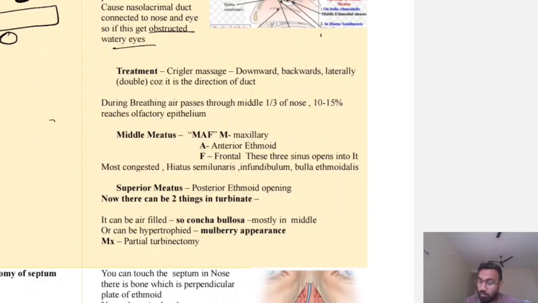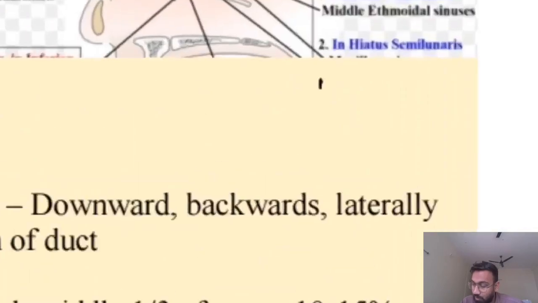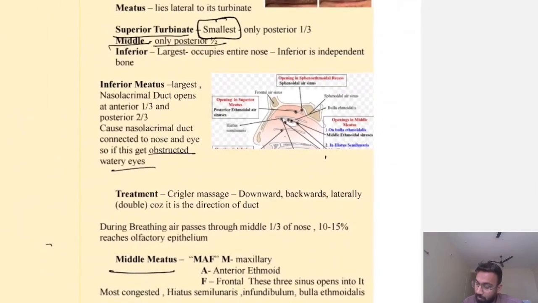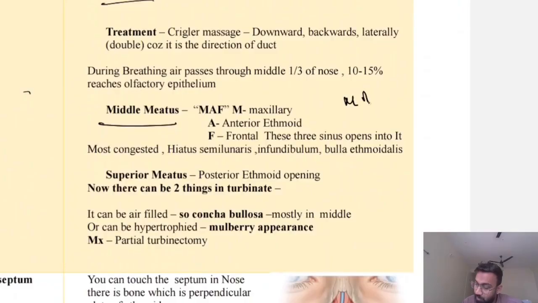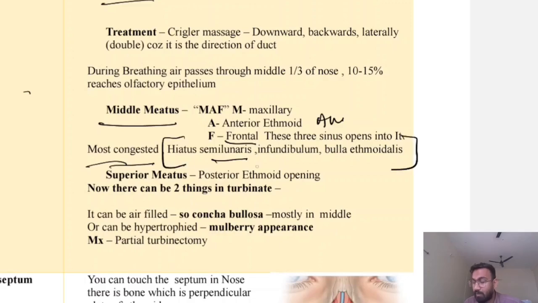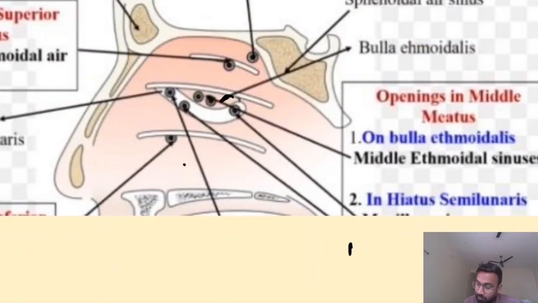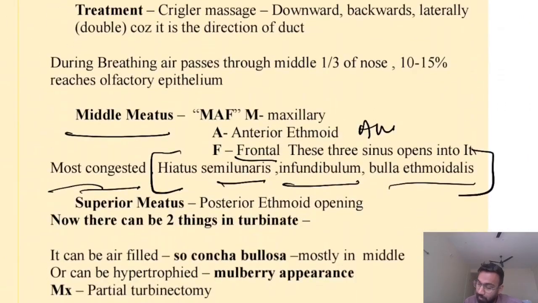So we have learned about the opening in inferior meatus. Let's talk about the opening in middle meatus. Middle meatus has opening of MOUTH. What is MOUTH? M is for maxillary sinus, opened here. Anterior ethmoid sinus and frontal, these three sinuses open into it. It is the most congested. It also has hiatus semilunaris, infundibulum and bulla ethmoidalis. This is bulla ethmoidalis, this is hiatus semilunaris. These all are the openings present in middle meatus.